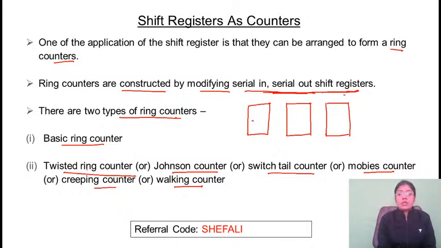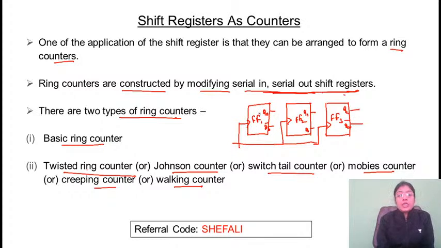This is flip-flop 1, this is flip-flop 2, this is flip-flop 3. Every flip-flop has two outputs, Q0 and Q0 complement, Q1 and Q1 complement, Q2 and Q2 complement. Three flip-flops are connected. Synchronous means same clock pulse. All the flip-flops are clocked with the same clock pulse.